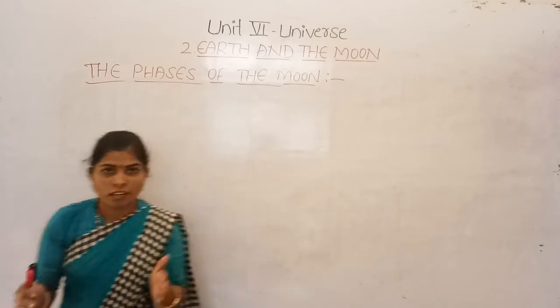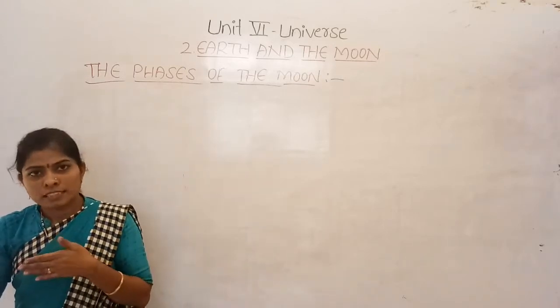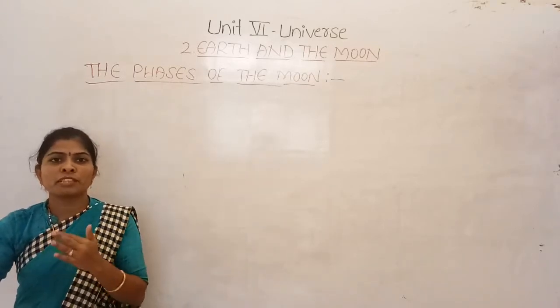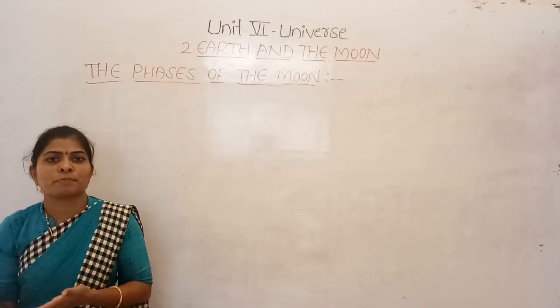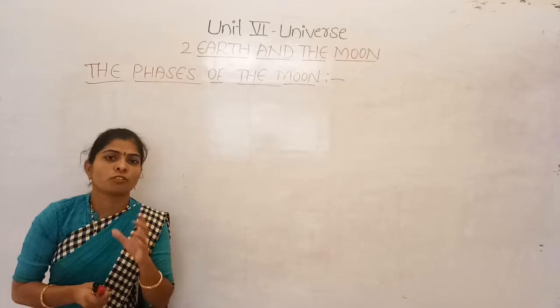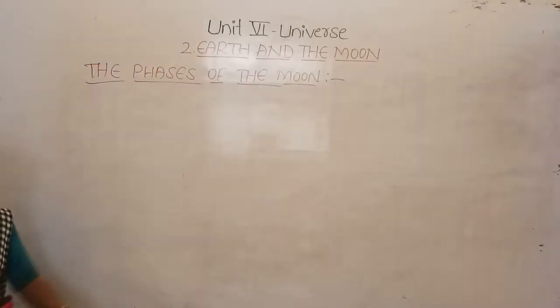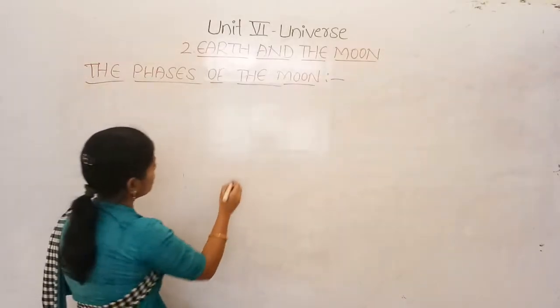So that we can see the moon in different shapes every day throughout the month, and these different shapes are called the phases of the moon. Now I will draw the different phases of the moon.